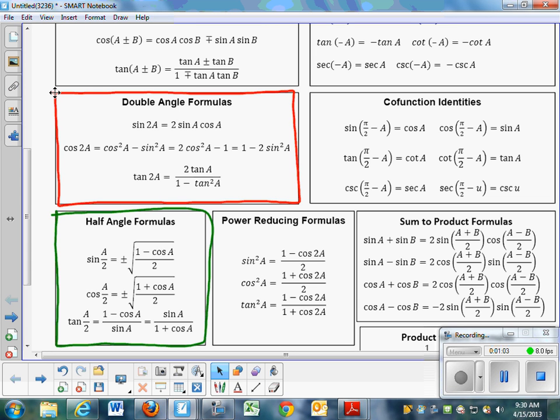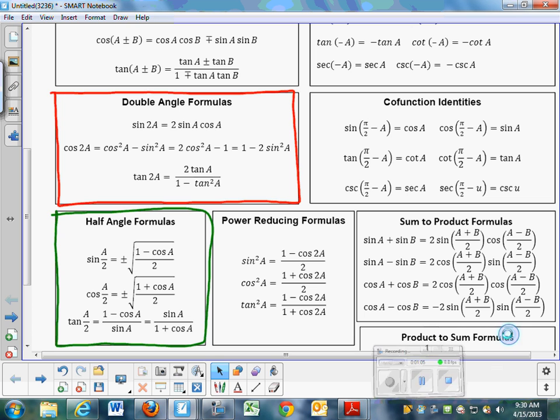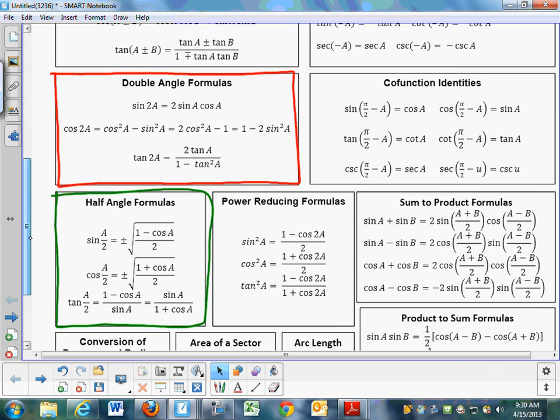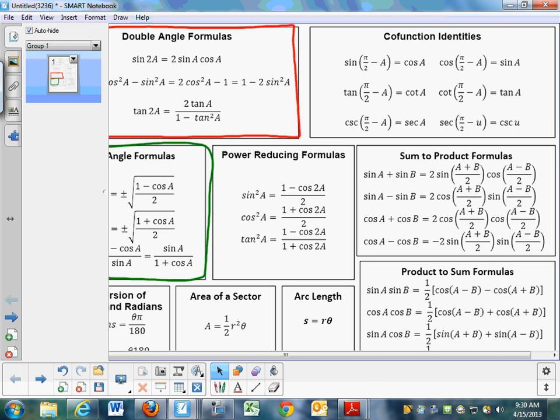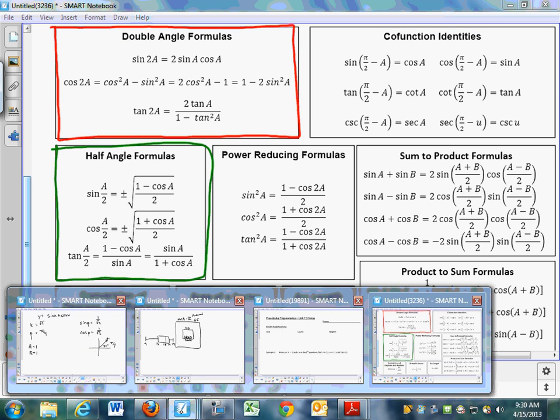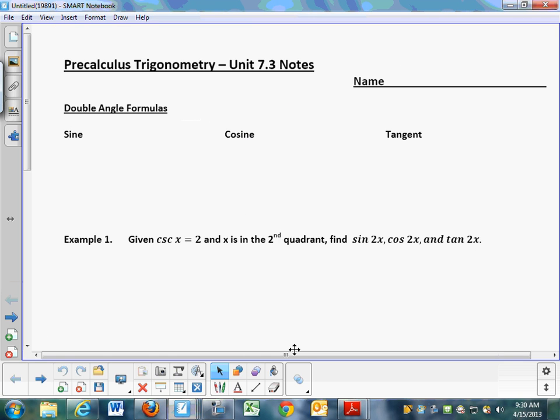Okay. All right. So, 8th hour, I hope you're having a good day. What a better way to end our day than to look at double angle formulas and half angle formulas. So, we try the notes, and we'll fill them out.